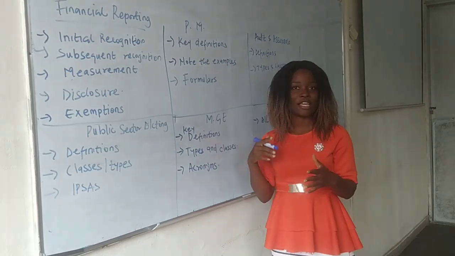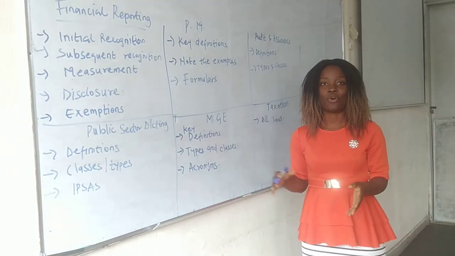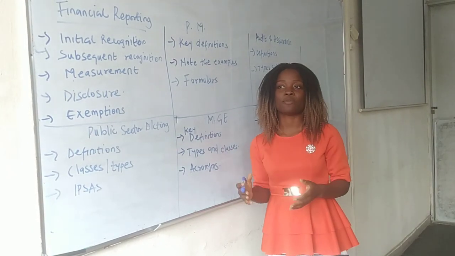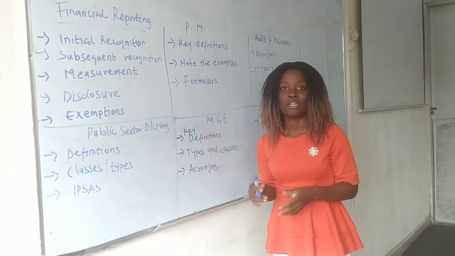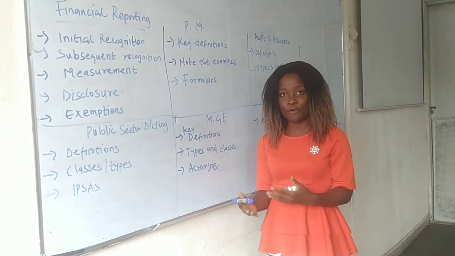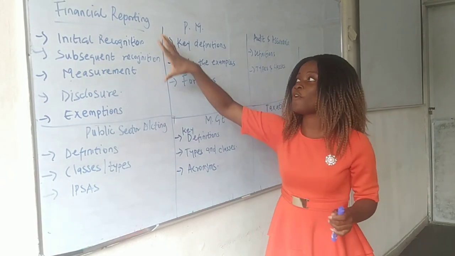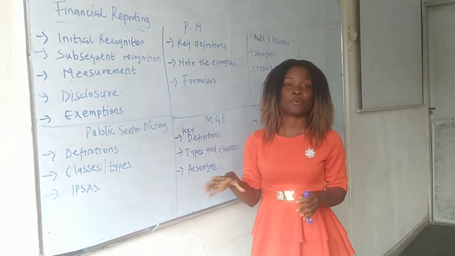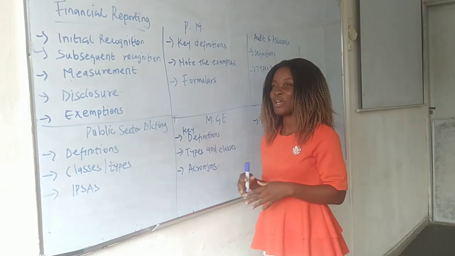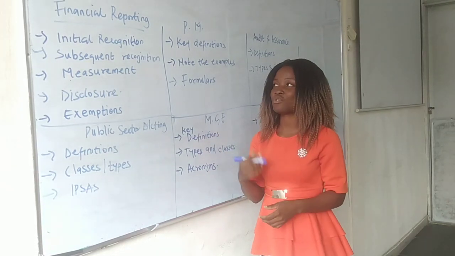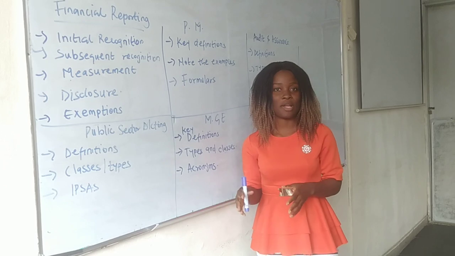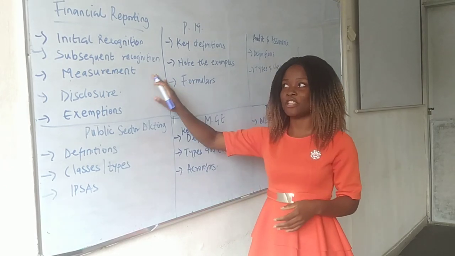So this is just a brief summary on how best to summarize your pack. But please, it is not all encompassing. The best way is however you feel you understand your summary. For financial reporting, now financial reporting basically has to do with standards. In my own view, if you want to summarize a standard, let's take for instance IAS 2, which has to do with inventories.